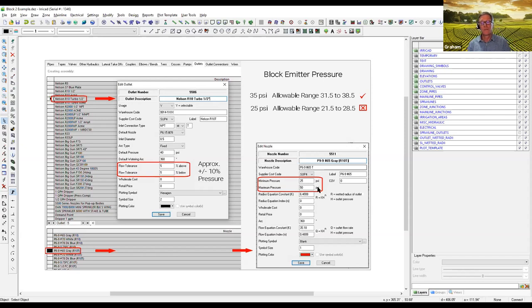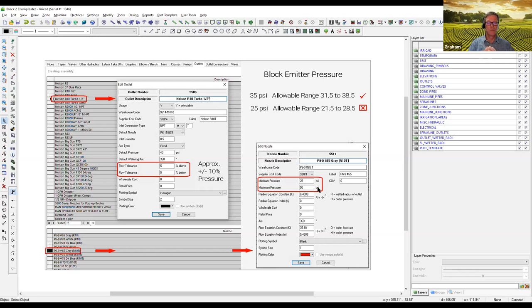Some people might want to design a block of sprinklers at 40 PSI. Some people might want to design a block of the same sprinkler at 30 PSI. Both of those pressures are within the range of that nozzle. Below that pressure, perhaps the sprinkler will not function correctly. Above that pressure, there might be too much misting. So that's more of the physical range of the sprinkler.